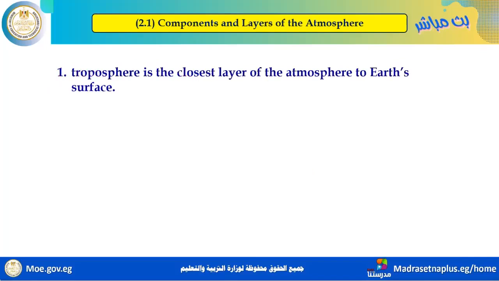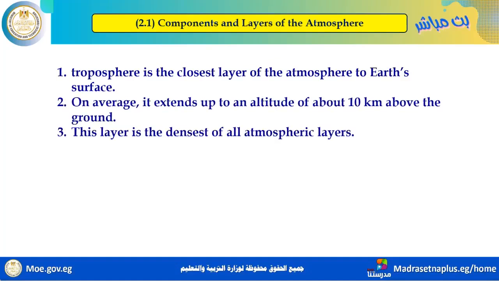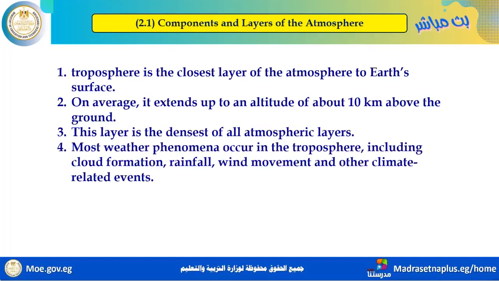The troposphere is the closest layer, the first layer, as we have seen before. Number two, it extends to an altitude of 10 kilometers above the ground. This layer is the densest of all atmospheric layers. You will know why. Most weather phenomena occur in the troposphere. So we have 2 points. Density, it is the most dense. Number two, most weather phenomena occur in the troposphere, including cloud formation, rainfall, wind movement, and climate-related events.